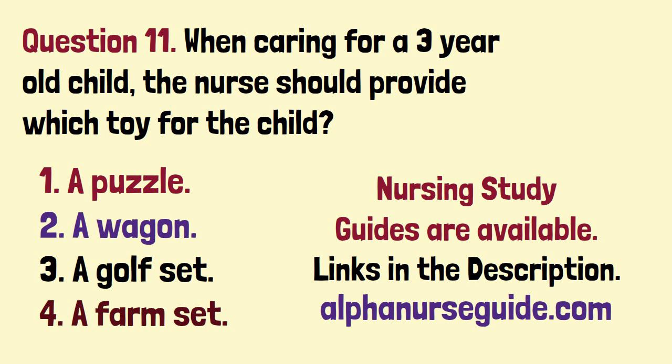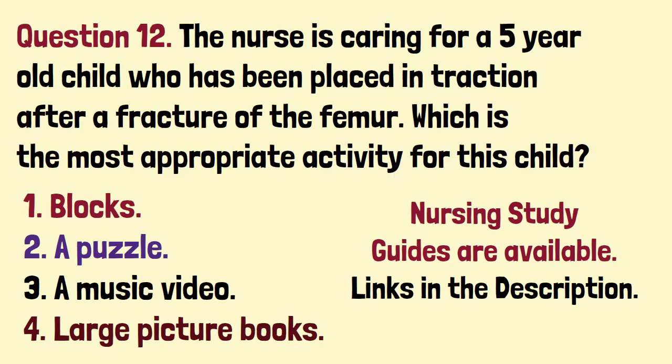The correct answer is 2. A wagon. Rationale: toys for the toddler must be strong, safe, and too large to swallow or place in the ear or nose. Toddlers need supervision at all times. Push-pull toys, large balls, large crayons, trucks, and dolls are some appropriate toys. A puzzle with large pieces only may be appropriate. A farm set and a golf set may contain items that the child could swallow.